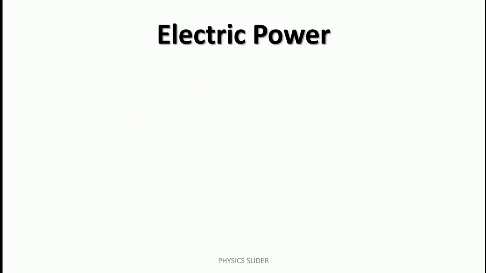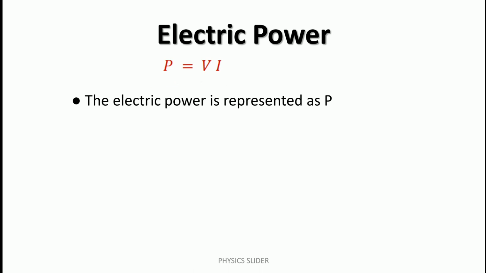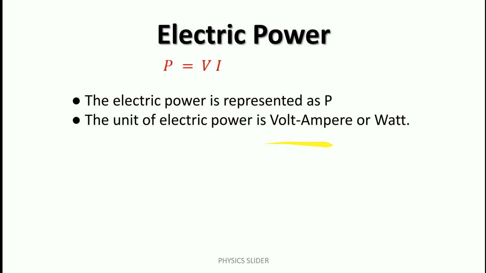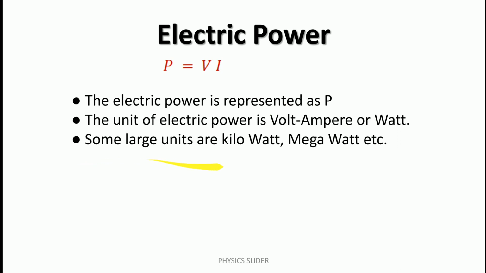Okay, now let's talk some more about the unit of the electric power. Watch here. P is equal to VI. The electric power is represented as P. The unit of V is volt, the unit of I is ampere. So the unit of electric power will be volt ampere. This volt ampere is also called watt. Some large units are kilowatt and megawatt. 1 kilowatt is equal to 10 raised to the power 3 watt, and 1 megawatt is equal to 10 raised to the power 6 watt.